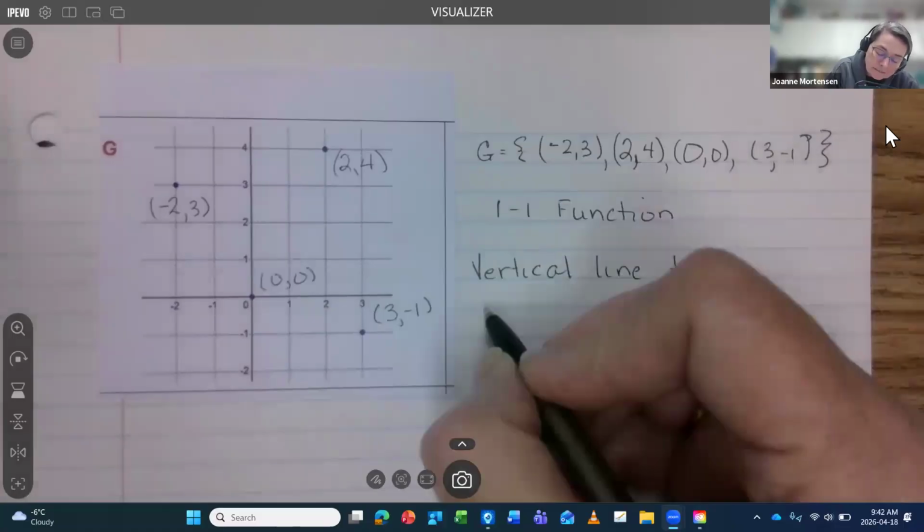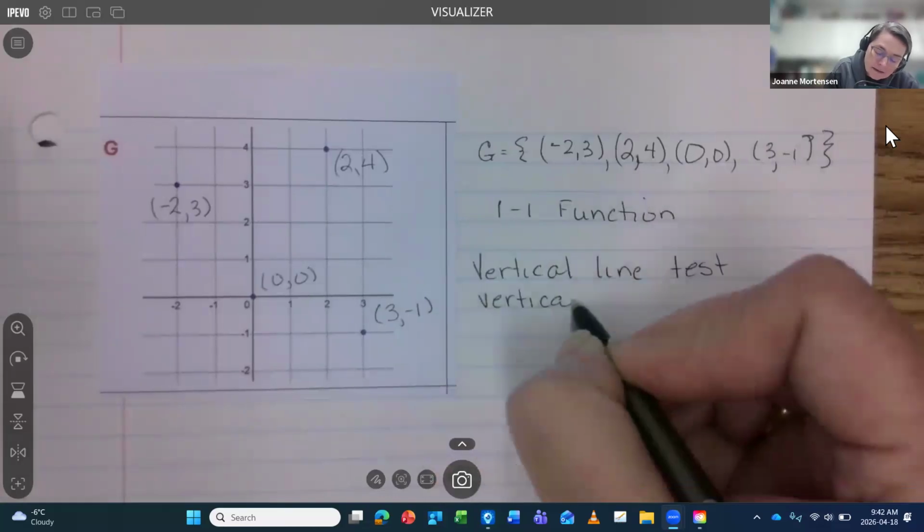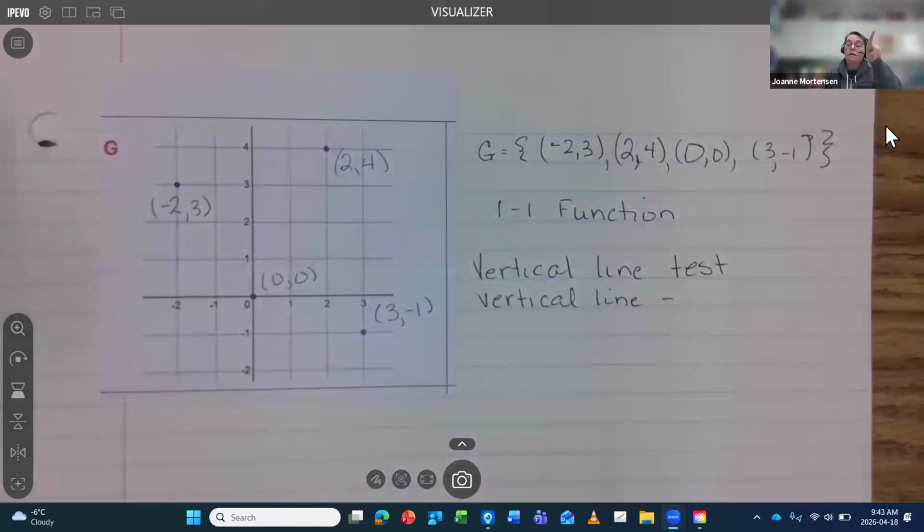Draw a vertical line. If you draw a vertical line, just doing that to remind you what vertical means, and you only hit one point at a time, you never hit 2 points at the same time, then you know that that relation is a function.